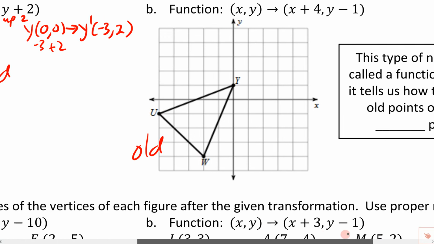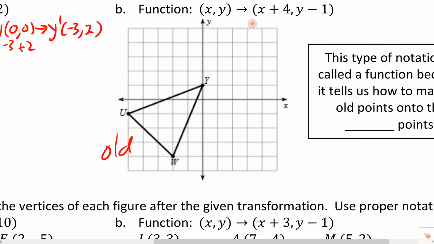Let's take a look at the next one. Let's see if we can figure out what this is going to do. This is going to take all of the x coordinates and it's going to add 4 to them. So if you add 4 to an x coordinate, that's going to move it to the right 4.